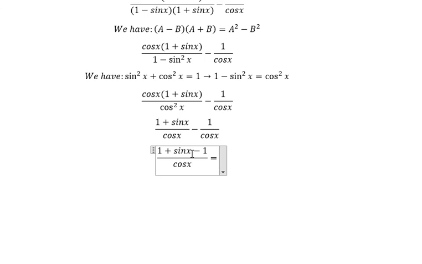Number 1 minus number 1, you get 0. So you get sine x over cosine x, and we get tan x. That's the end.